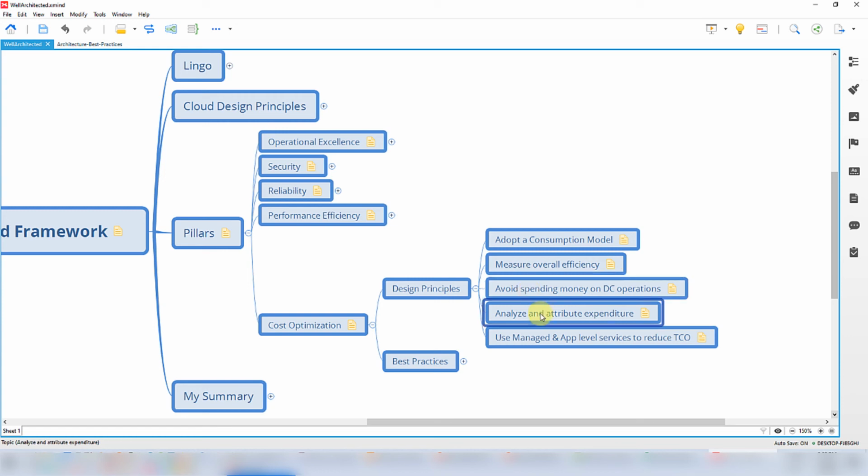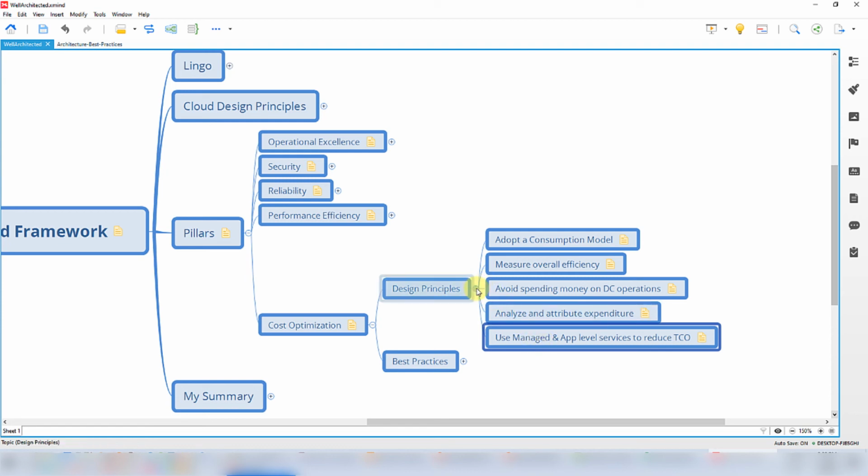The heavy lifting of DC setup and management, leave that to AWS and focus on your customers and your core business. Analyze and attribute your expenditure. Cloud enables accurate attribution of costs by the workload owners. This helps each team to optimize their ROI. And finally, use managed services to reduce your total cost of ownership. This helps you get rid of operational burden and save on costs and complexity.